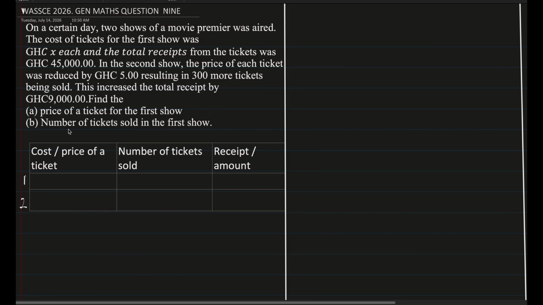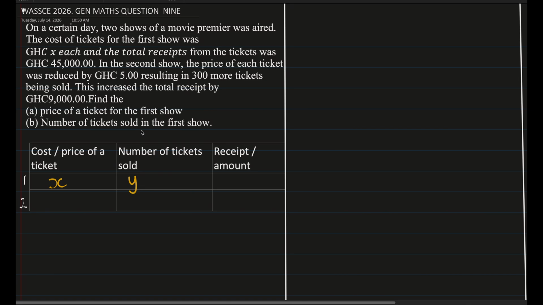Now the question reads, on a certain day, 2 shows of a movie premiere was aired. The cost of ticket for the first show was X Ghana cedis each. So let's look at it. Now cost or price of a ticket is now X Ghana cedis. But before we continue, let's do something here. Now number of tickets sold. Let's use letter Y to represent the number of tickets so that the cost X multiplied by the number Y will give us the amount or the receipt or the revenue generated.